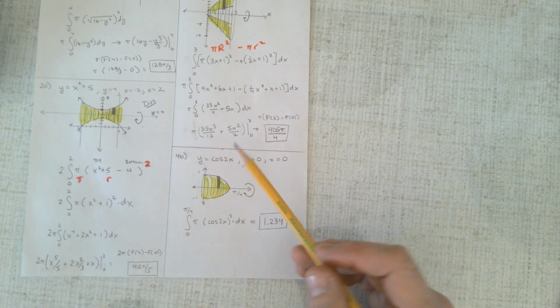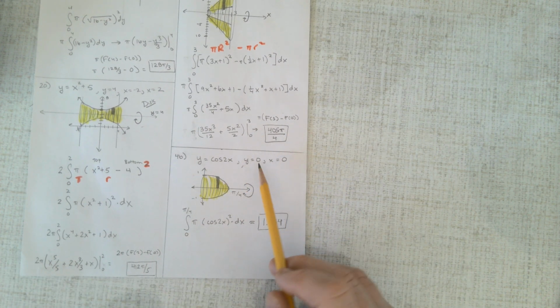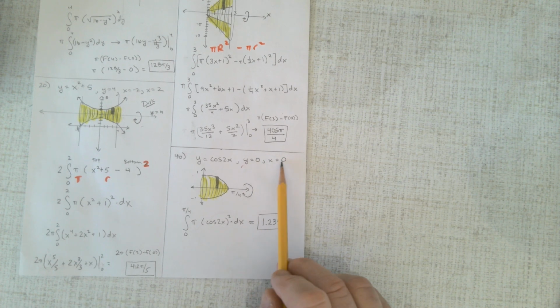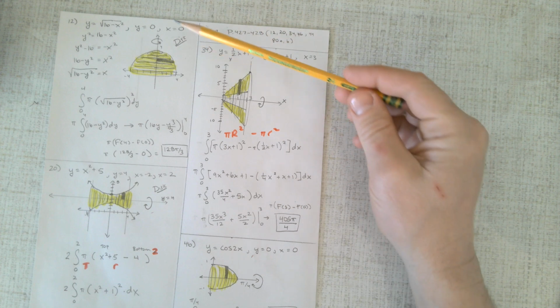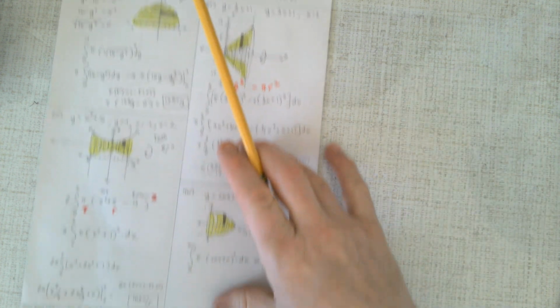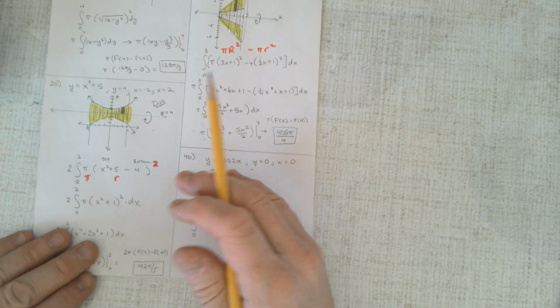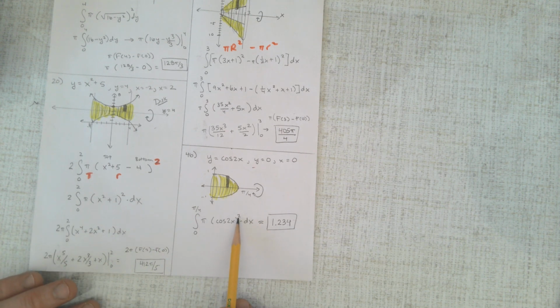On number 46, it's this graph in the first quadrant. You'll get a lot of these which just say the first quadrant, which is right there. Revolve it, and it looks exactly like this shape, just tilted on its side. It is pi r squared dx, 0 to pi over 4.